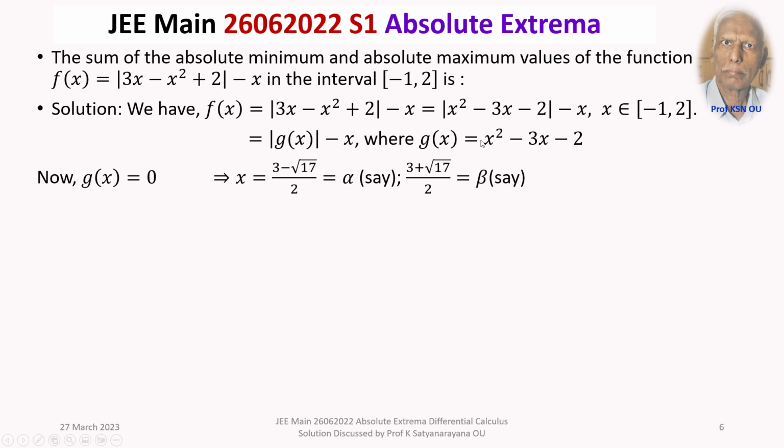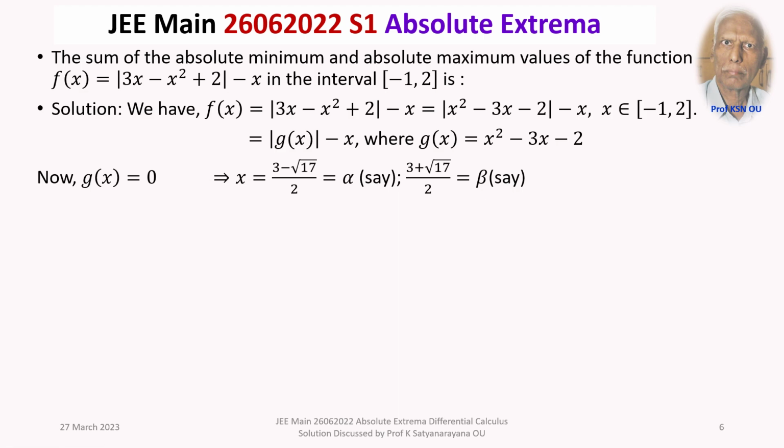g of x is equal to 0 means x square minus 3x minus 2 is equal to 0. It is a quadratic equation of the form ax square plus bx plus c is equal to 0, and solving for x, we get x is equal to minus b plus or minus under the square root of b square minus 4ac, by 2a. We have computed and we got x is equal to 3 minus root 17 whole by 2. We call this root alpha, and the other one is 3 plus root 17 whole by 2. We call this root beta.